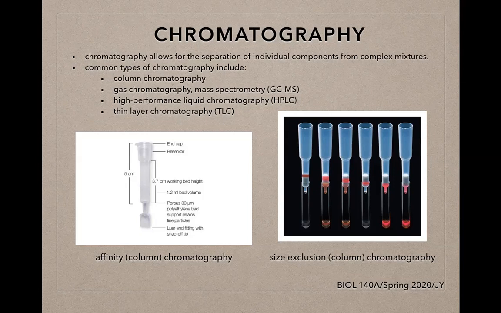A different example of column chromatography would be the image on the right, which is size exclusion column chromatography. And these columns are a bit larger in size, and these are used to separate molecules that are of different sizes. For example, a common experiment would be separating vitamin C from hemoglobin using column chromatography.